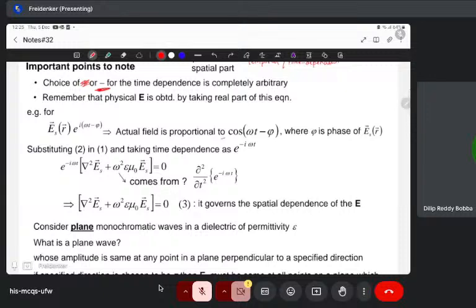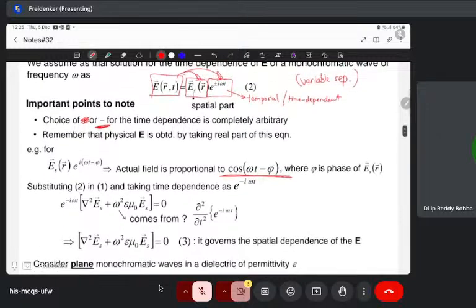So how do you say this? Because if I can rewrite this one, right? I can rewrite this as cos(omega t minus phi) plus i sine. If I take the real part of this, I will only get this part. So that's why it's telling us that the electric field is proportional to the cos part.